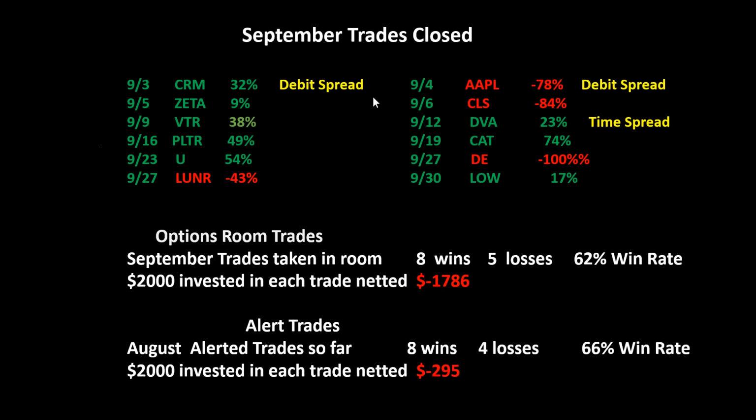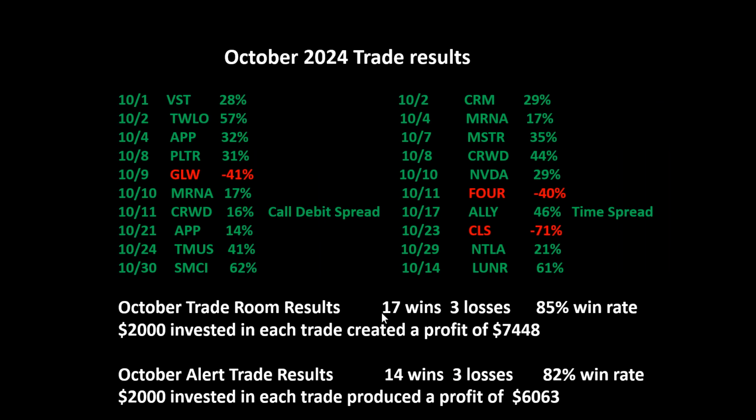September, our only losing month. We had 8 wins and 5 losses. There were not very many high probability trades to take. We lost 1,786 and 295 in the alerts. And these are the trades we took. And then we came back strong in October with 17 and 3, an 85% win rate, up 74.48. So anyway, these are the kind of results that we get.